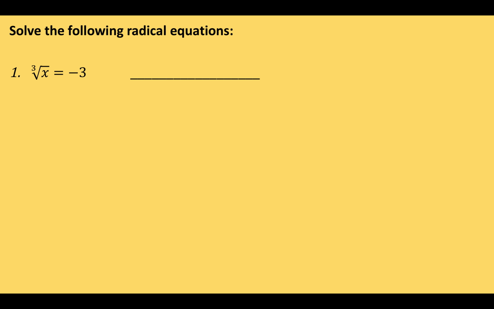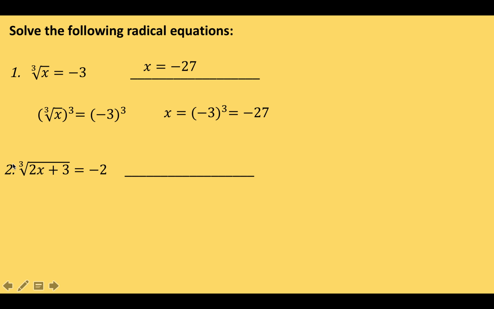Now in the last section, we are solving for our radical equations. So we want to get x by itself. So we're going to cube both sides to get rid of this 3rd root. So we're left with negative 3 to the 3rd power, which gives us negative 27. So our answer is negative 27.